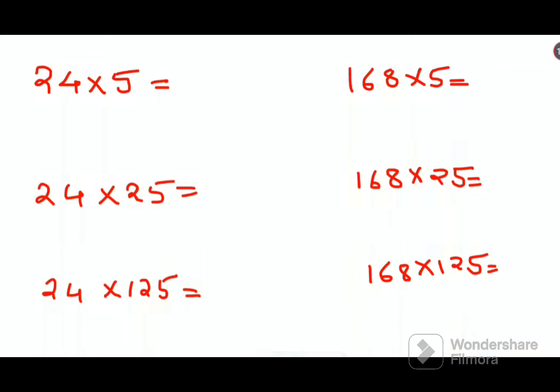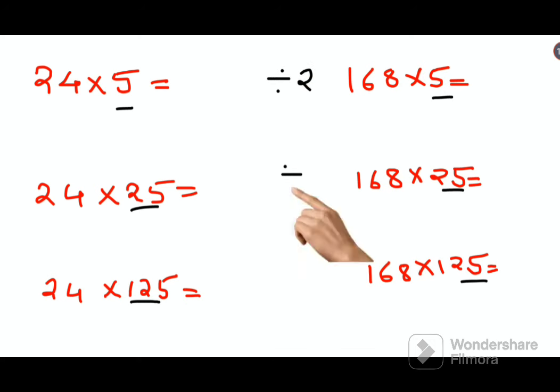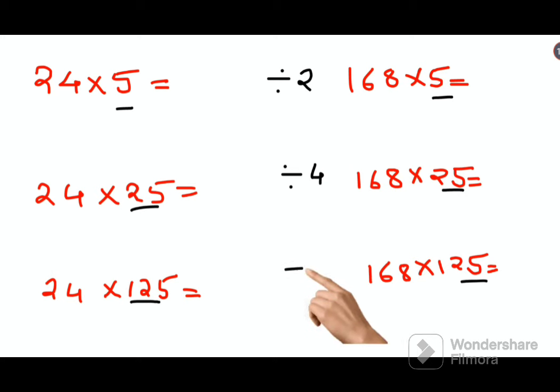Welcome everyone. Today I'm going to show you how to multiply any number by 5, 25 and 125. All you have to do is, for 5, divide the number by 2. For 25, divide the number by 4. For 125, divide the number by 8.